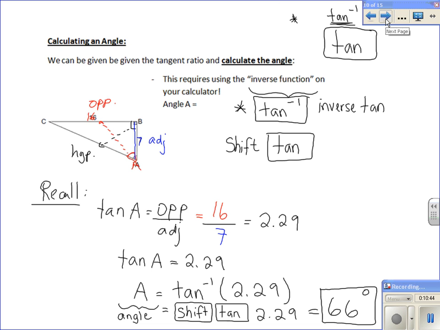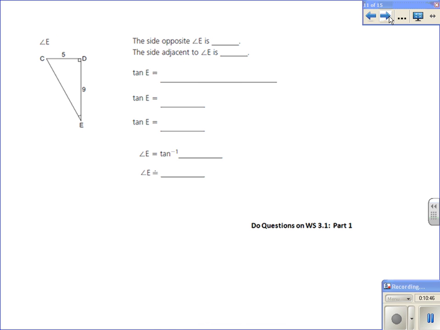Let's do a couple more for practice. The first thing I always want to do, especially if I'm not immediately given the ratio, is calculate the tangent ratio for my triangle. This time we're looking for angle E. So I identify angle E on my triangle. It's right here.